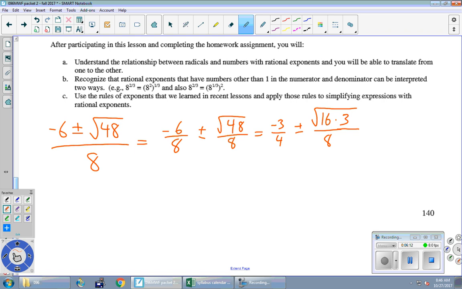And then we've got this really nice product rule for radicals that says we can split this up into 2 radicals. I'm not going to write that step, but in my mind, I've got 2 radicals multiplied together. And then the square root of 16 is nice and comes outside as 4, which is why we wanted to rewrite 48 in this way. So equals, copying the negative 3/4 plus or minus, 16 comes outside, becomes 4. Copy root 3 over 8.